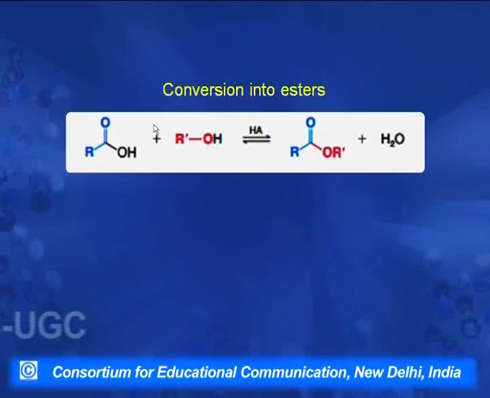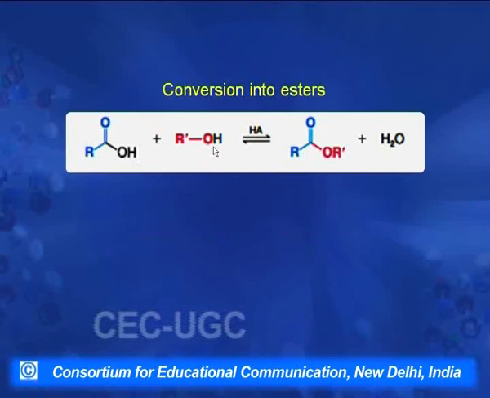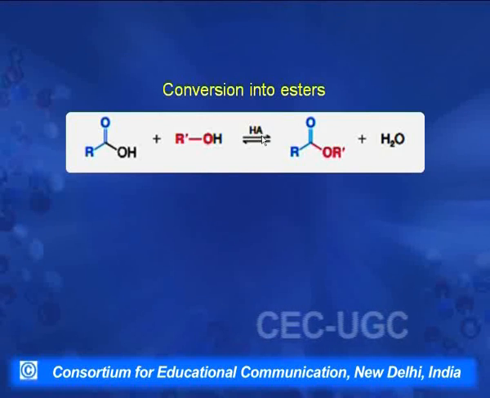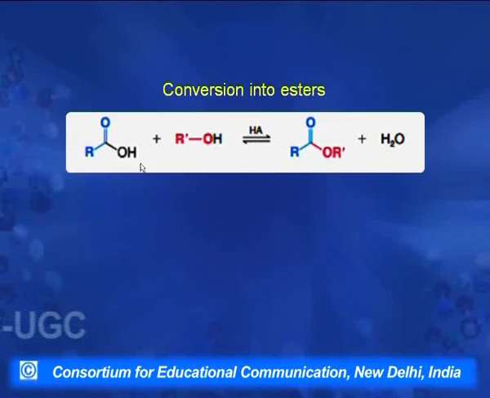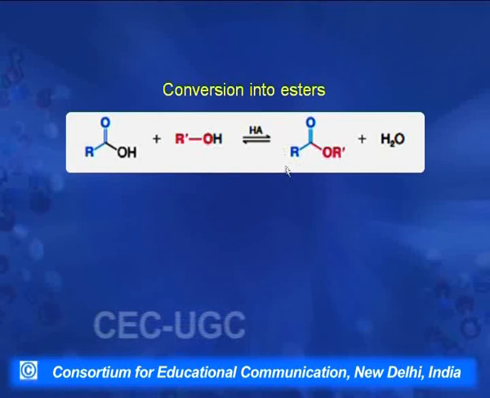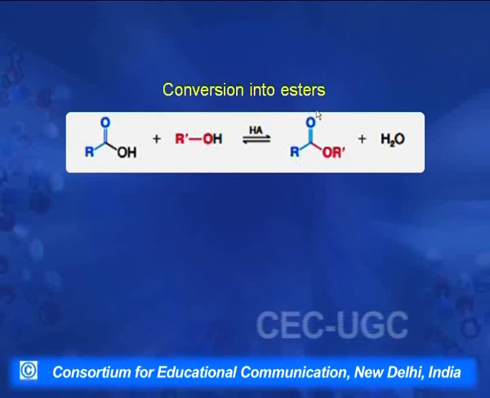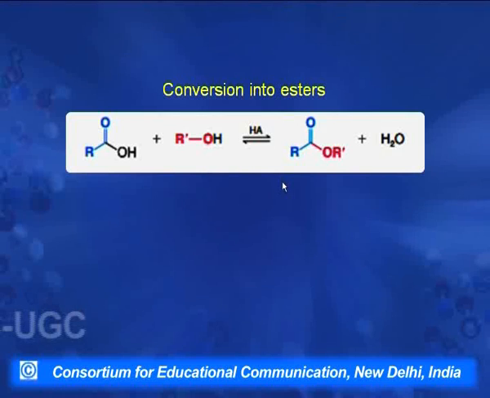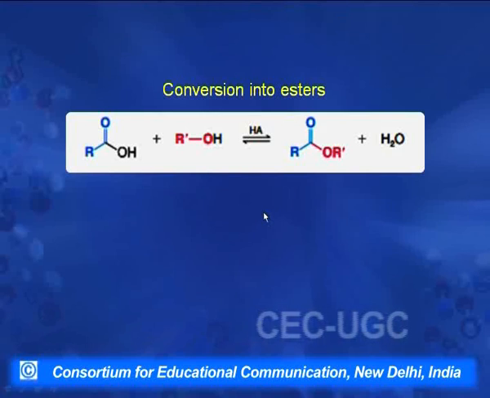Then conversion into esters. Carboxylic acids react with alcohols in the presence of some acid, generally sulfuric acid, and a water molecule is lost. The OH of the acid and the H of the alcohol are lost as water, and we get this group of compounds which are called esters. Esters are very useful compounds, and the flavor of most fruits is due to different esters which are present in them. They are good smelling compounds, and many of them are used in perfumery.